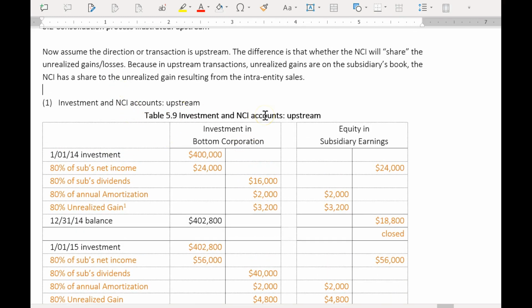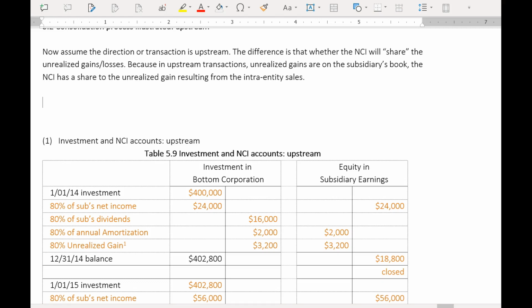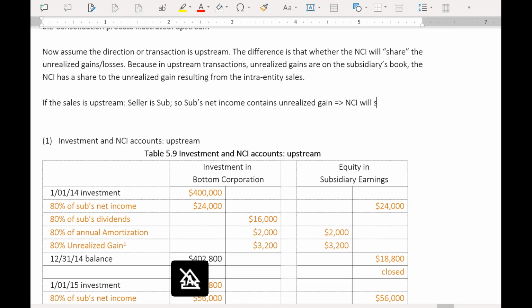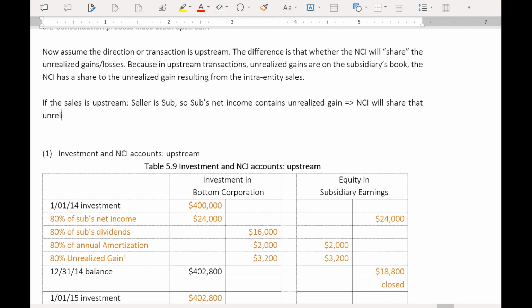Okay, I'm going to just write it down here. This will not be in your notes, but I'm going to write it down on the screen so that you could understand. So if the sale is upstream, the seller is the sub, right? So the sub's net income contains unrealized gain. Therefore, NCI will share that unrealized gain.